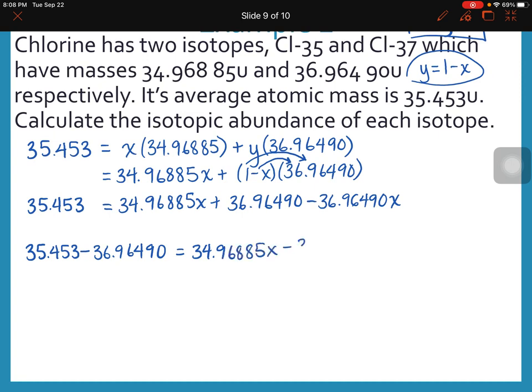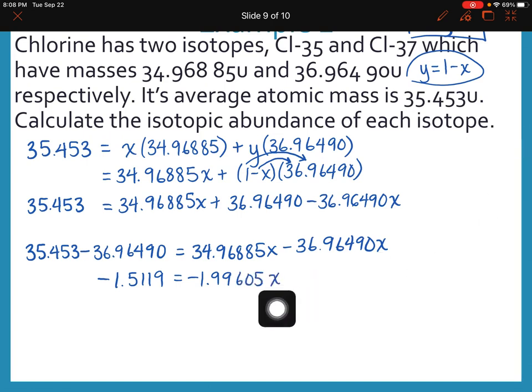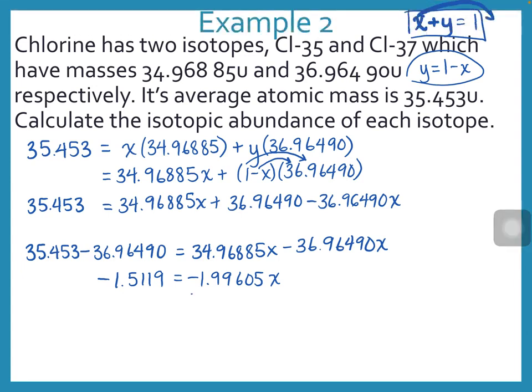34.96885x, subtract 36.96490x. So as I simplify these, I'm going to end up with negative 1.5119 and negative 1.99605x. Now to isolate my x, to solve for x, I'm going to undo the multiplication between negative 1.99605 and x by dividing.